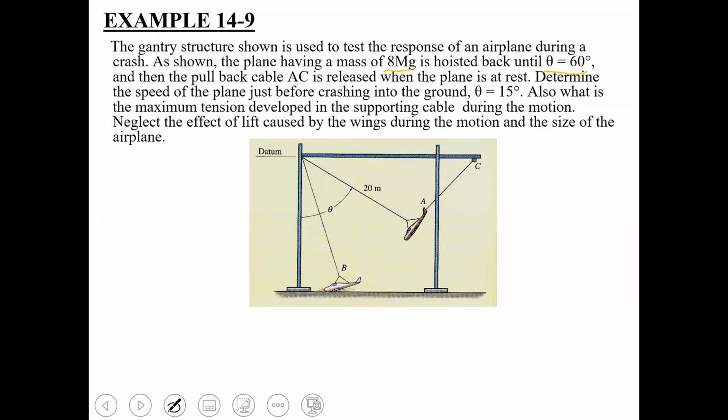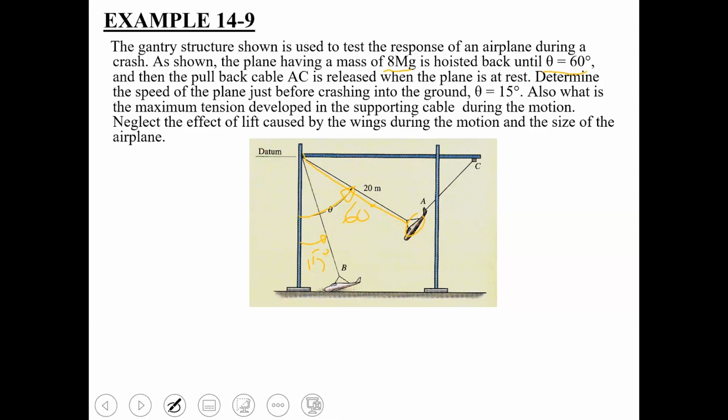So this plane has a mass of 8,000 kg and it is hoisted back until theta is equal to 60 degrees. So at this position, when the plane is located at position A, this theta is given to you as 60 degrees. Okay, what you are doing here is आप इस plane को यहाँ rest से जो है वो release करते हैं and this plane is going to crash into the ground at theta equal to 15 degrees. So at theta equal to 15 degrees, this plane is going to crash into the ground.